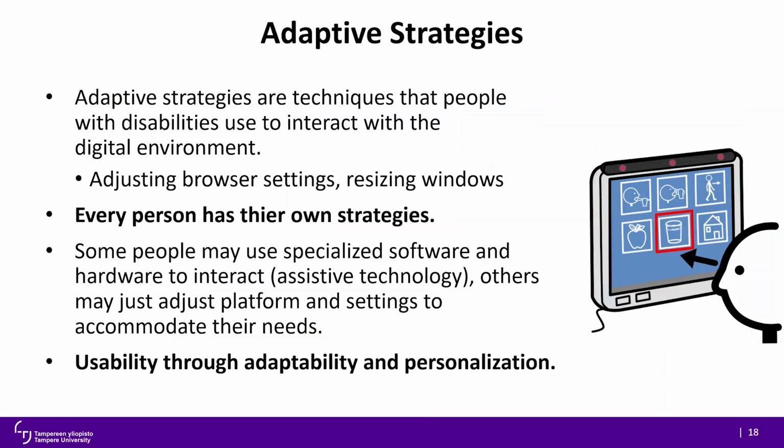Then we are getting to adaptive strategies. This is how people with disabilities interact with the digital environment. That basically means that they adapt their strategies for using the technology by customizing, for example, internet browser settings, resizing windows, fonts. And the key thing is that we cannot decide what is good for all. That's the kind of challenge of all those universal design simplifications, because every person has different strategies. They have to make them themselves.